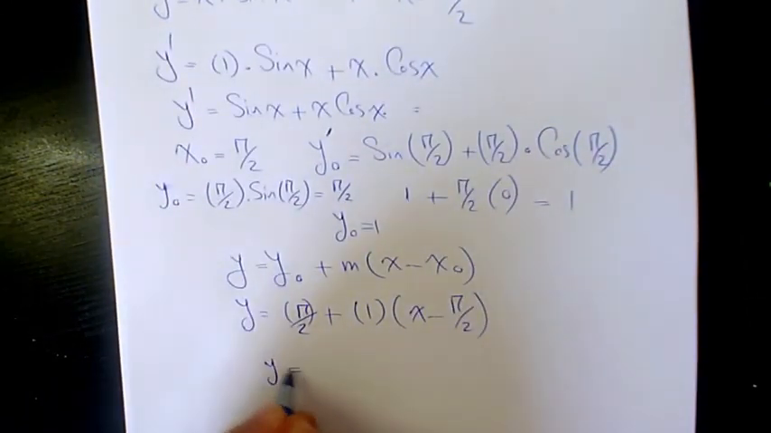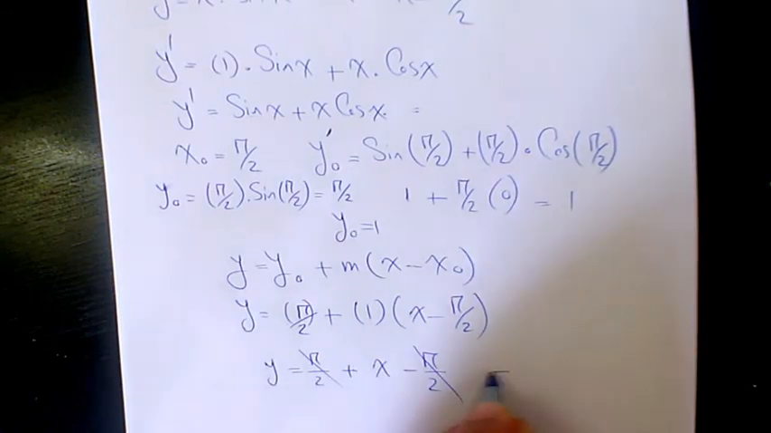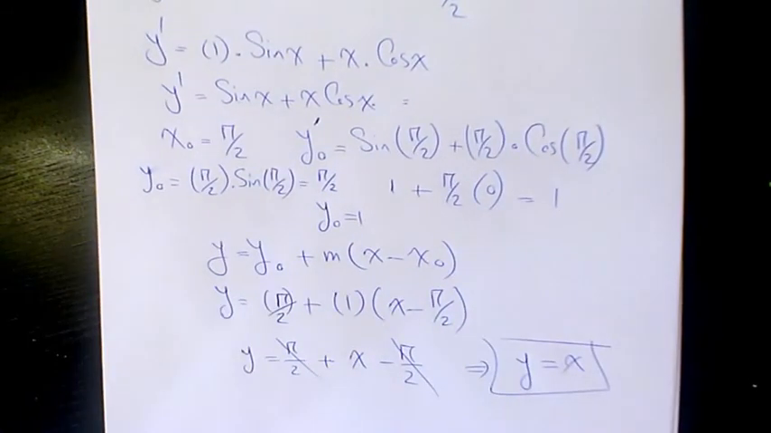So y equals pi over 2 plus x minus pi over 2. These two cancel out and you're going to say y equals x. That's the equation of the line.